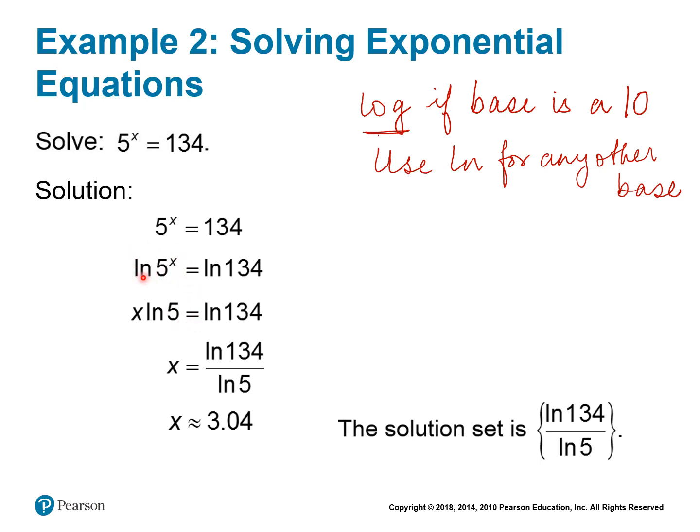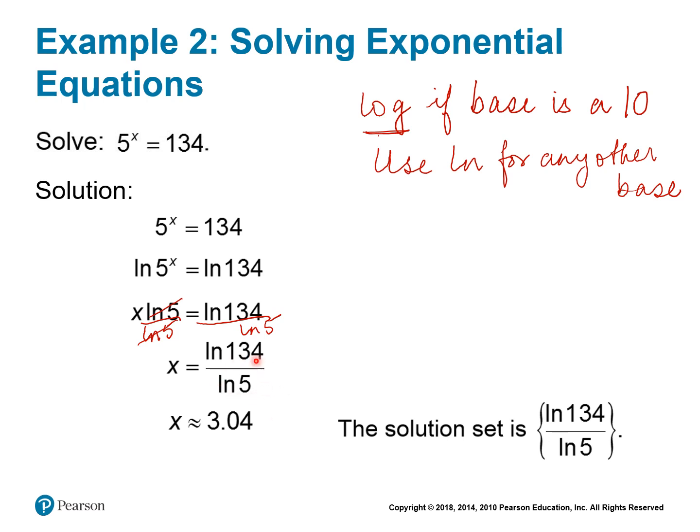So they have expanded ln 5 to the power x using the power rule and rewritten this as x times ln of 5. On the other side, we still have ln of 134. Now we can just solve for x by dividing both sides by ln 5. So what happens? We divide this side by ln 5 and the ln 5 goes away, and this side is just ln 5, right? And we end up with x equals ln 134 divided by ln 5.